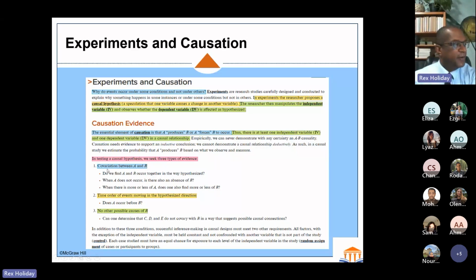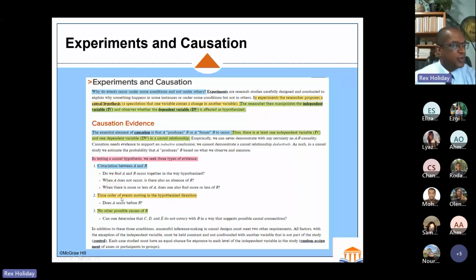So okay, in testing a causal hypothesis, we seek three types of evidence. Covariation between A and B. In other words, do we find A and B occur together in the way hypothesized? When A does not occur, is there also an absence of B? When there is more or less of A, does one also find more or less of B? So there's a direct correlation between the two variables.